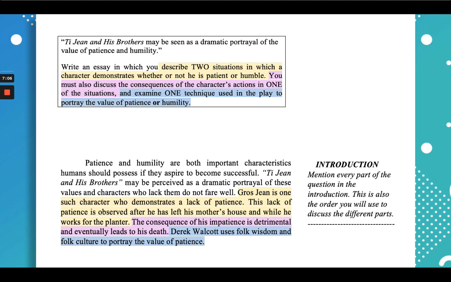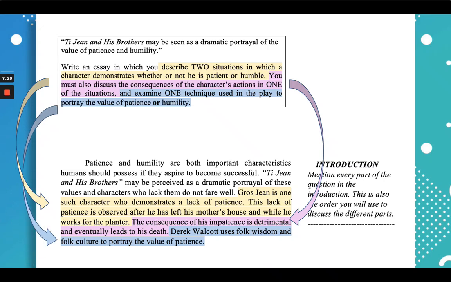So, I put the question on the top, and I've highlighted the 3 different parts to show you that we must mention each part of the question in the introduction. It's very important for organization purposes. So you can see I've added them in order. We have the yellow, the pink, and the blue.